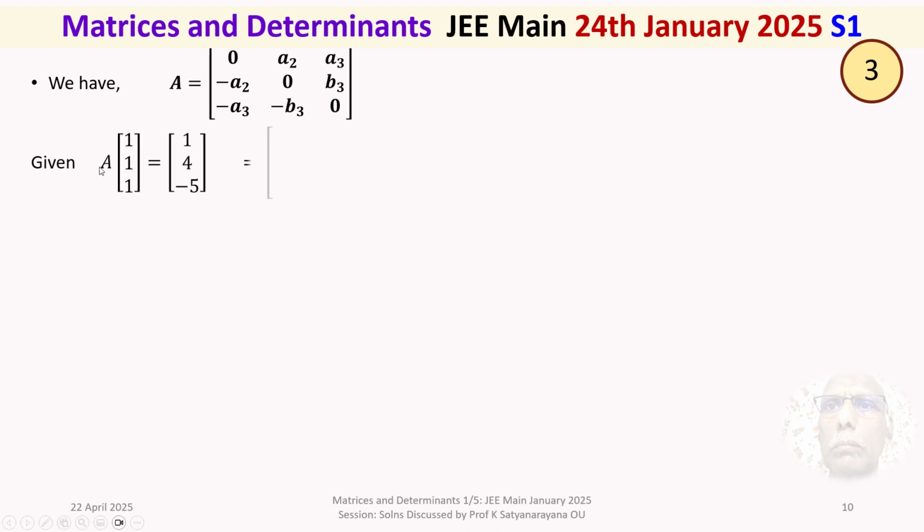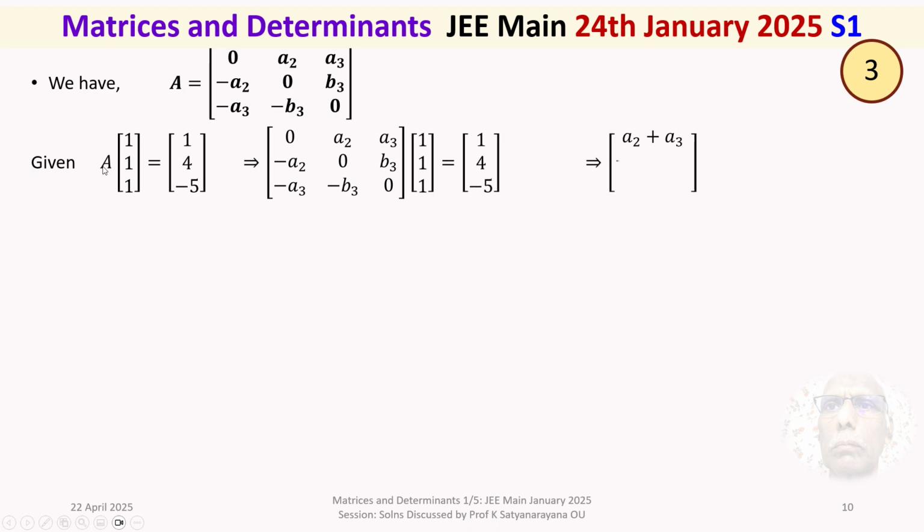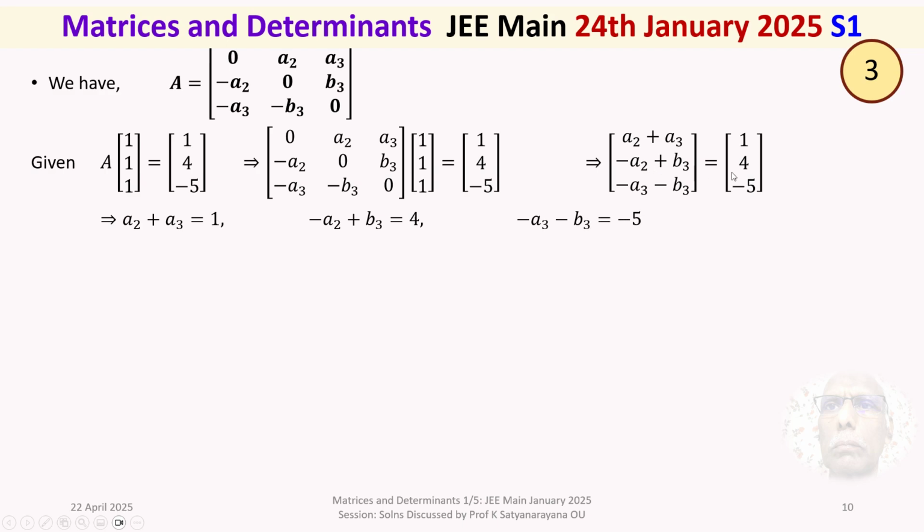Right. We are given the matrix A multiplied by the column vector (1, 1, 1) is equal to the column vector (1, 4, -5). Multiplying, they are equal. So this will give you a2 plus a3 is 1, minus a2 plus b3 is 4, minus a3 minus b3 is minus 5.